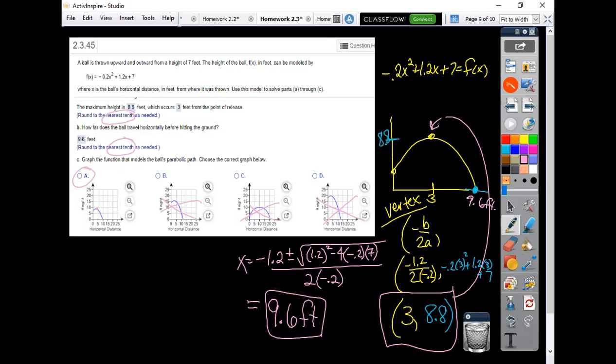So that's a kind of a quick overview of problem 2.3.45, Algebra 2 MyMathLab homework. Good luck.